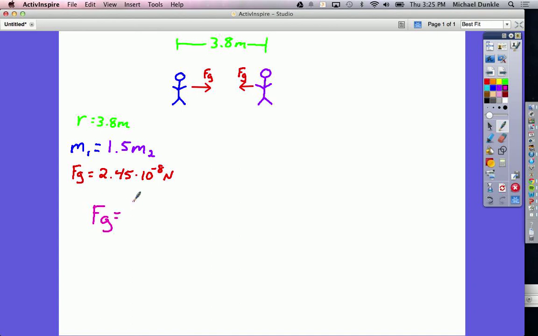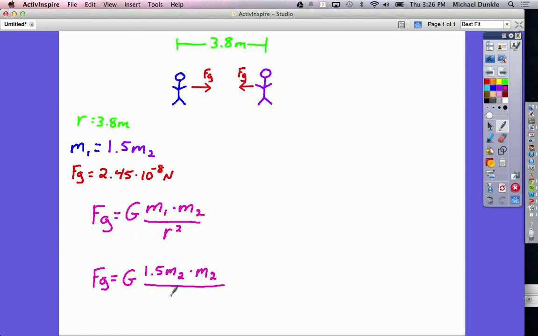The force of gravity is the gravitational constant multiplied by the two masses divided by the distance between them squared. Now, one of the masses is 1.5 times that of the other, so I'm going to change this slightly, and we will have mass 1 is 1.5 times mass 2, and we still have mass 2, all divided by the distance between them squared. That comes from the fact that we know that one of the person's masses is 1.5 times that of the other.